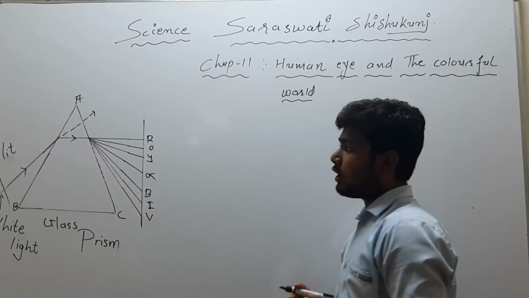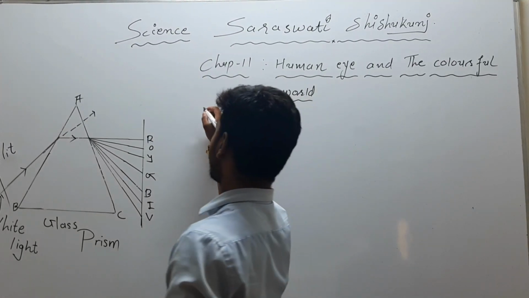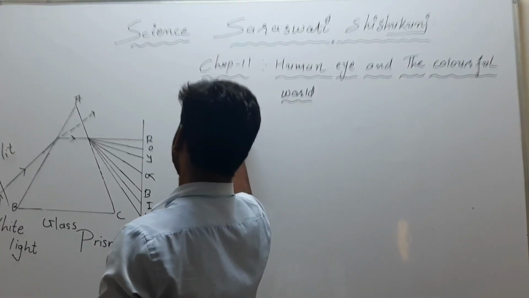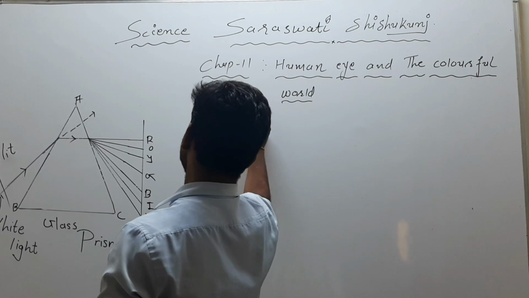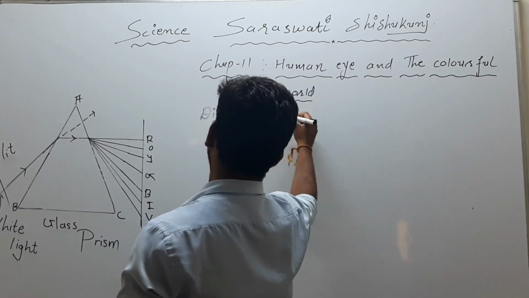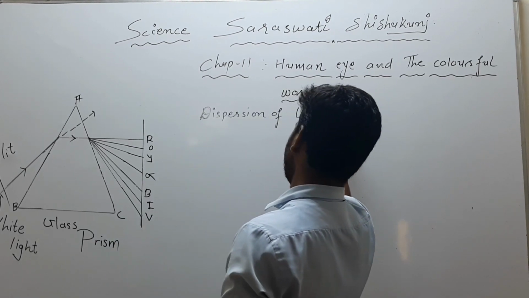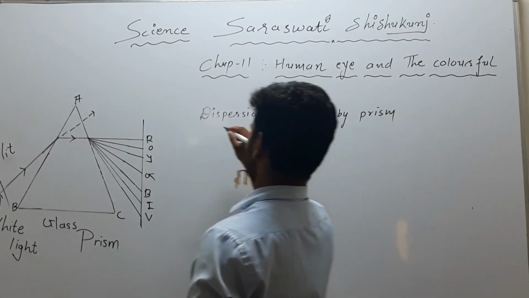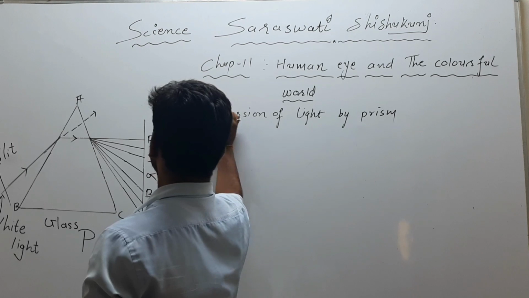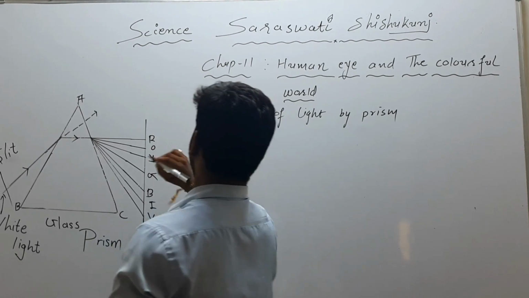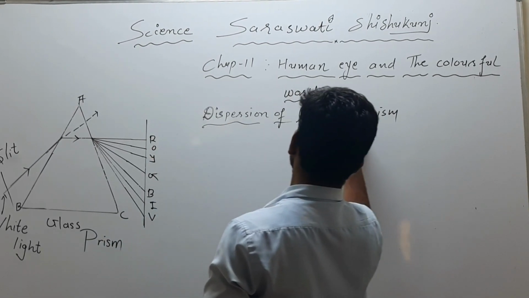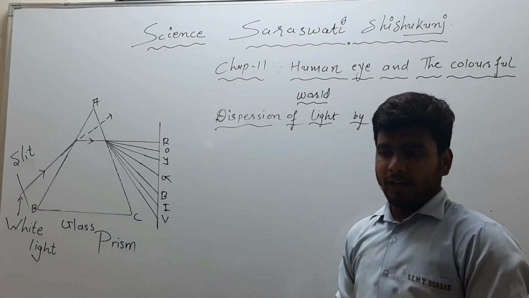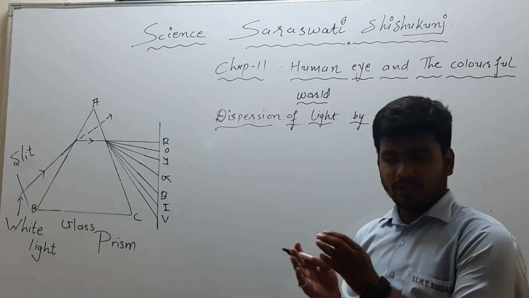So our second topic is dispersion of light by prism. First of all, what do we mean by dispersion? Dispersion means to get separated.